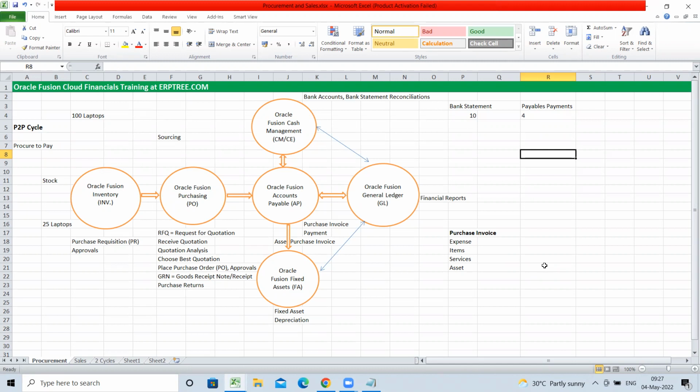There are many scenarios, and we cannot discuss everything by referring to this process. That is the only point. As a P2P cycle, we are discussing what we have to understand. Once we start working on the system, there are many concepts connected with this process, and we will discuss all of them. Thank you.